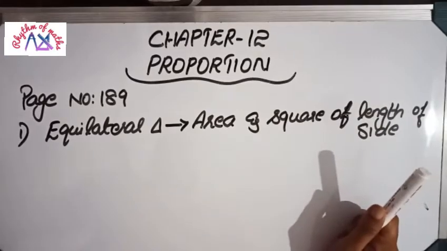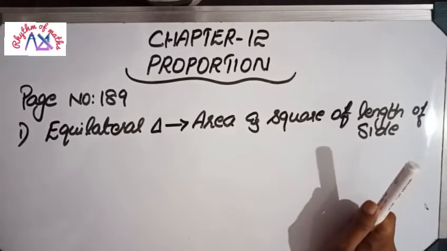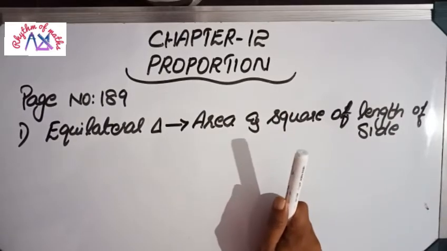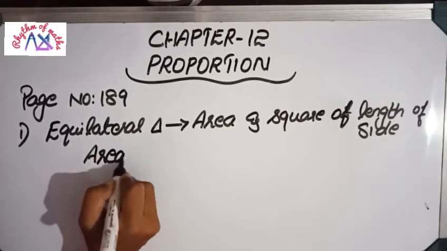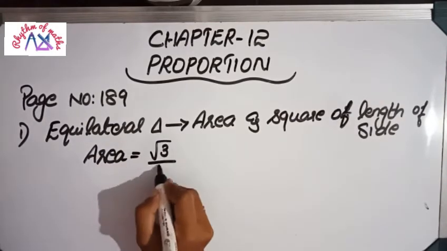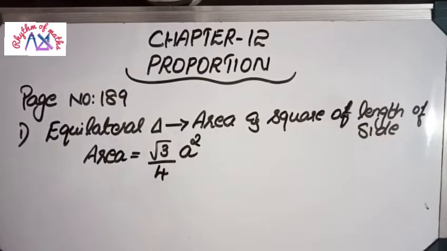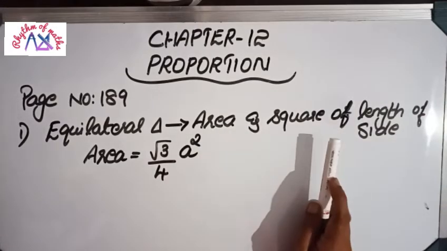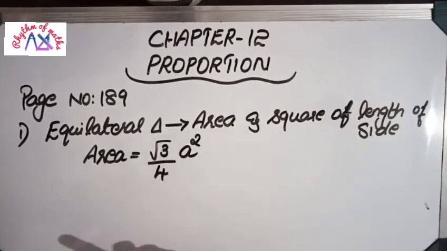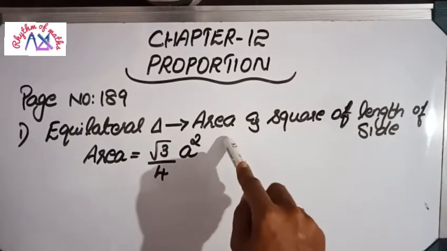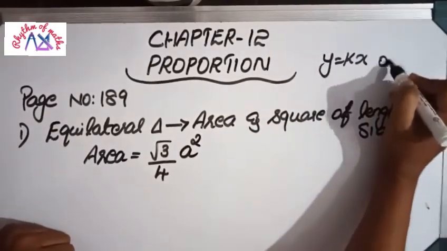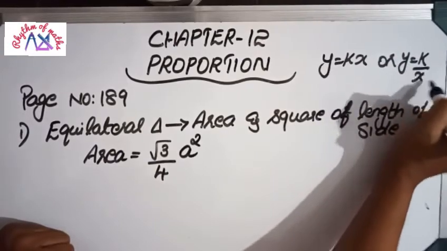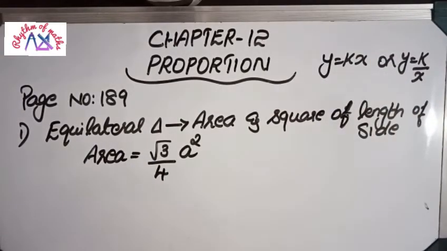If we have a question like this, first of all you have to choose y and x. For an equilateral triangle we know the equation to find the area. What is the equation? Area equals root 3 by 4 a square. This is the equation to find the area of an equilateral triangle. So these two are the quantities we have to check for proportion: area and square of the length of a side. The first quantity we can consider as y, because we must get the form y equal to kx or y equal to k by x. Any of these two forms you must get, then only we can say they are in proportion.